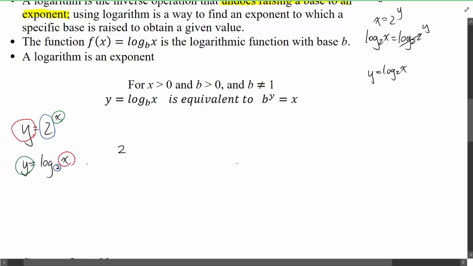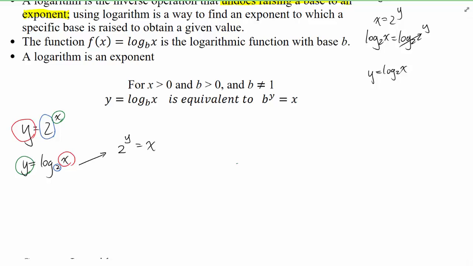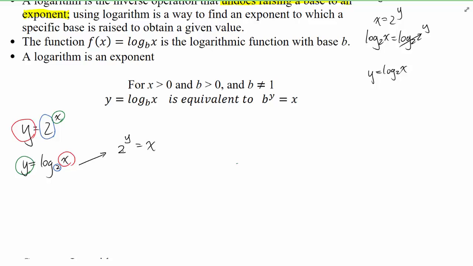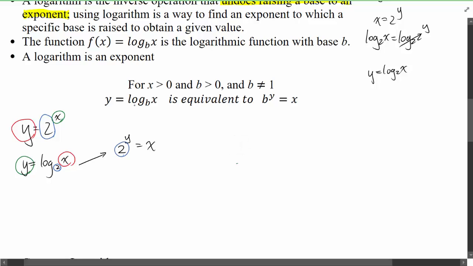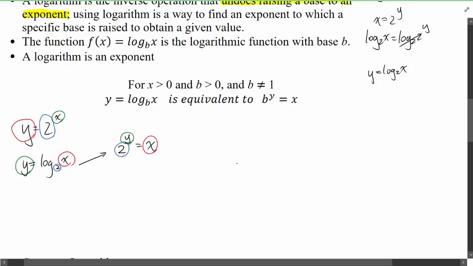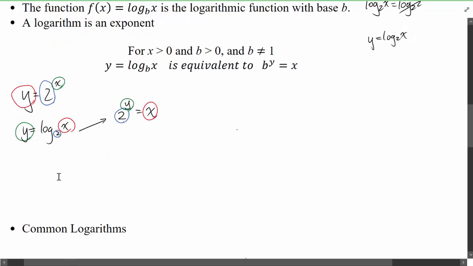So if we want to transform this to an exponential function, we would have 2 to the power y equals x. You might say that this doesn't really look similar, because y and x are flipped, but because they are inverses, that's why they're flipped. So that's how you achieve switching from exponential to log form and log to exponential form.